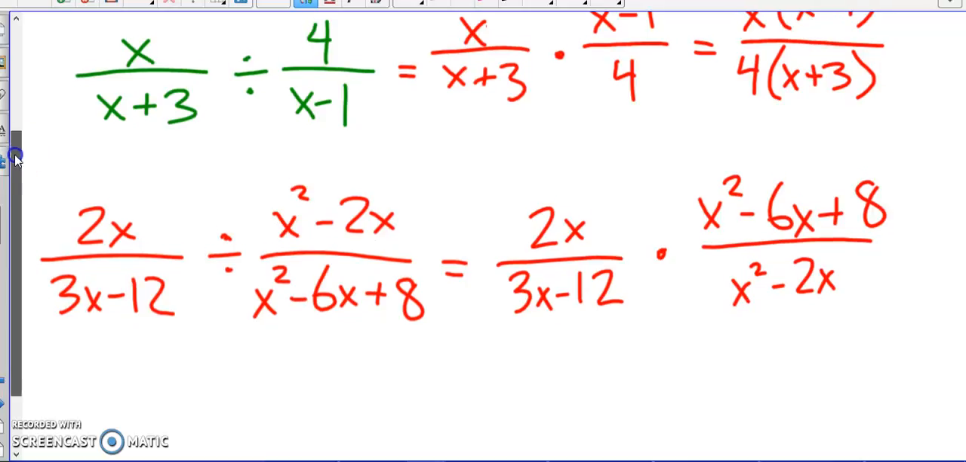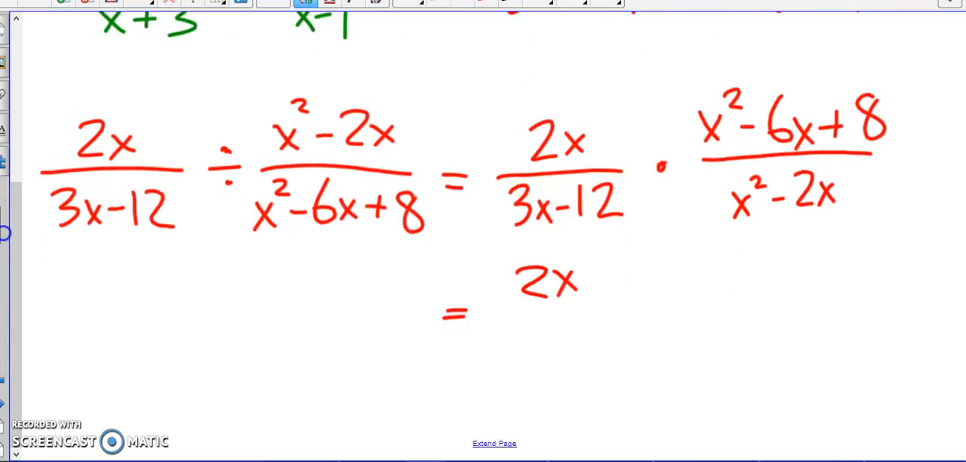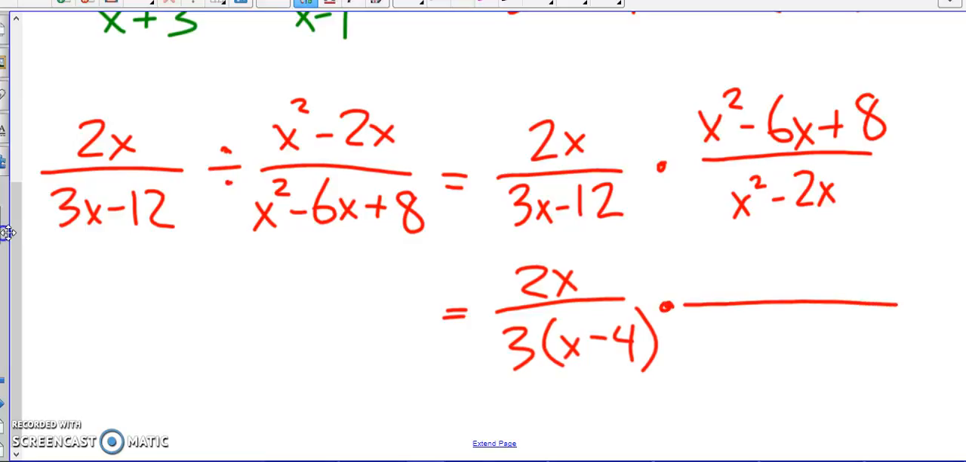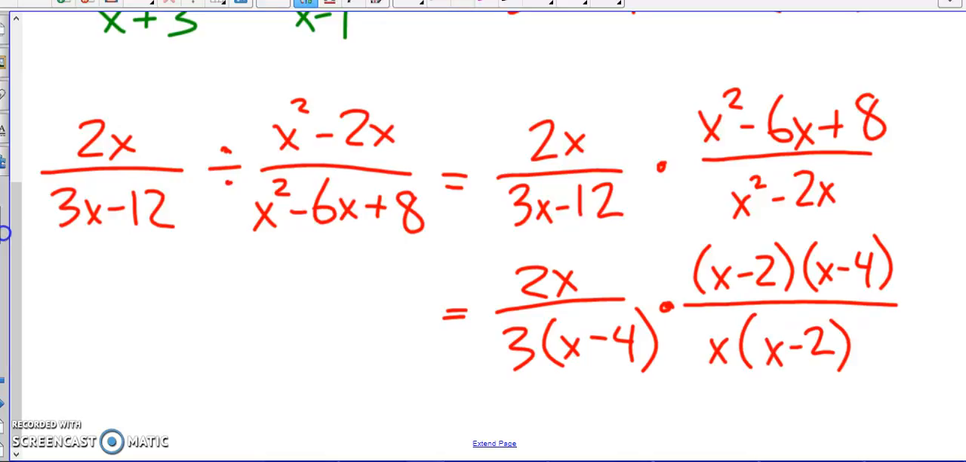So let's see what happens. So as I factor this, this is still 2x. I can pull a 3 out of that, so that'll be x minus 4. I can factor this numerator into x minus 2 and x minus 4. And then if I take an x out of this, this is x minus 2. Now, x minus 4's cancel, x minus 2's cancel. And since this is multiplication, this x and that x cancel. This becomes 1, that becomes 1. You end up with 2/3.